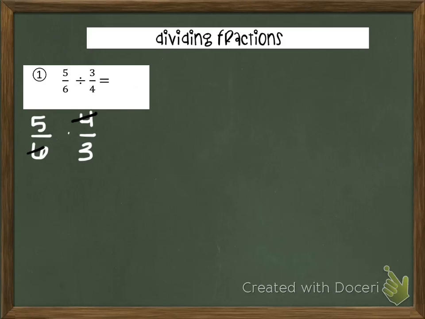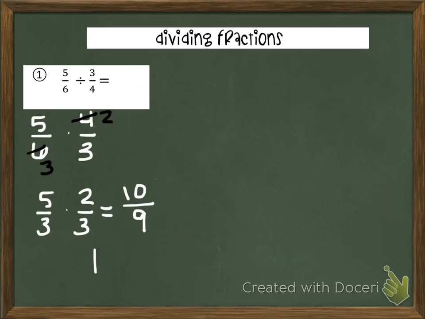So both 4 and 6 are divisible by 2. If I rewrite my fraction, that's the fraction 5/3 times 2/3. If we follow our multiplication rules, we multiply straight across the numerators. 5 times 2 is 10, and straight across the denominators, 3 times 3 is 9. So 10/9 or 1 and 1/9 would be our final answer.